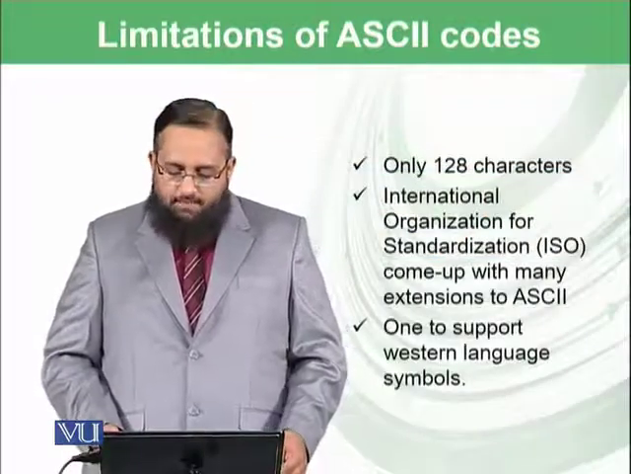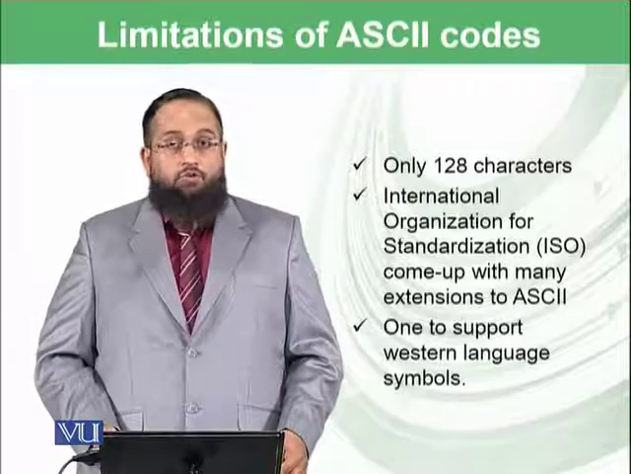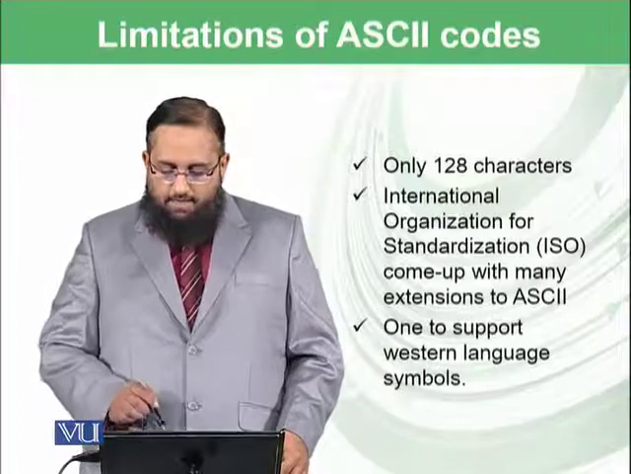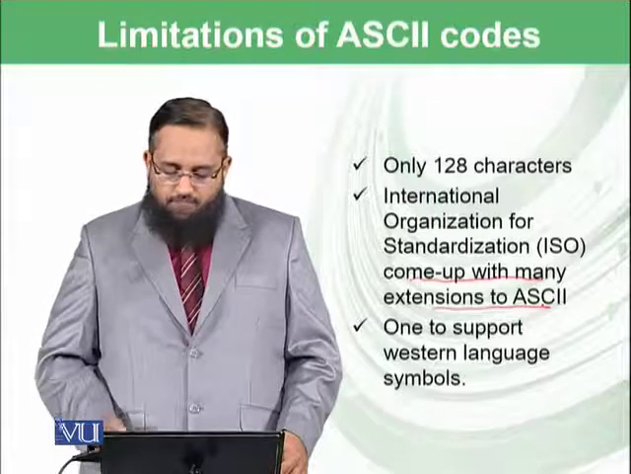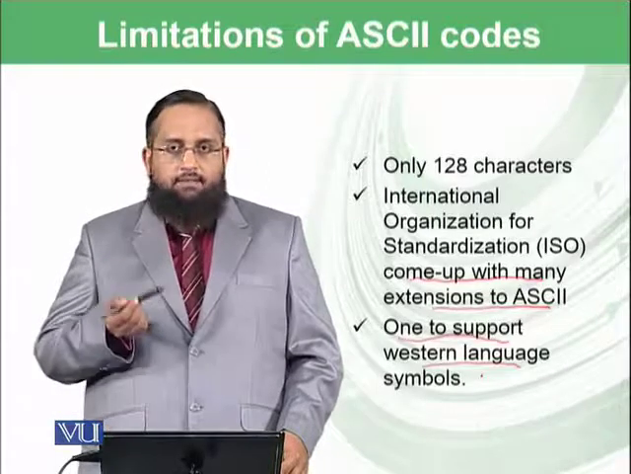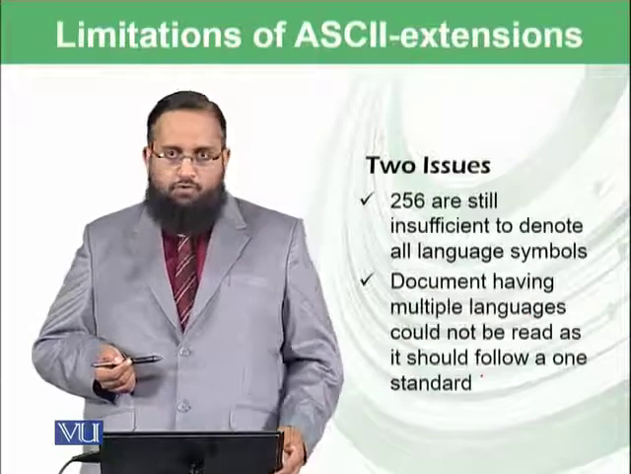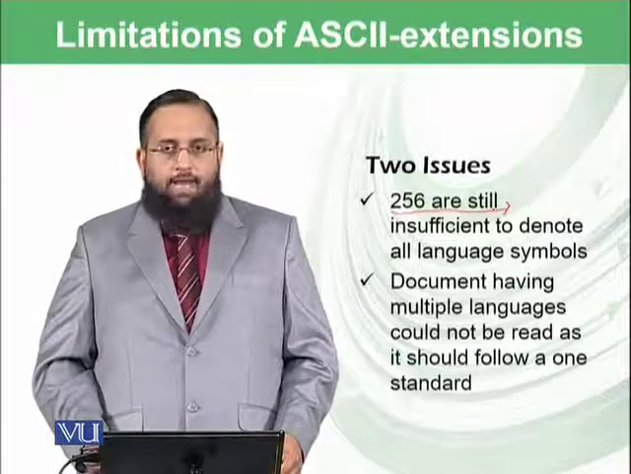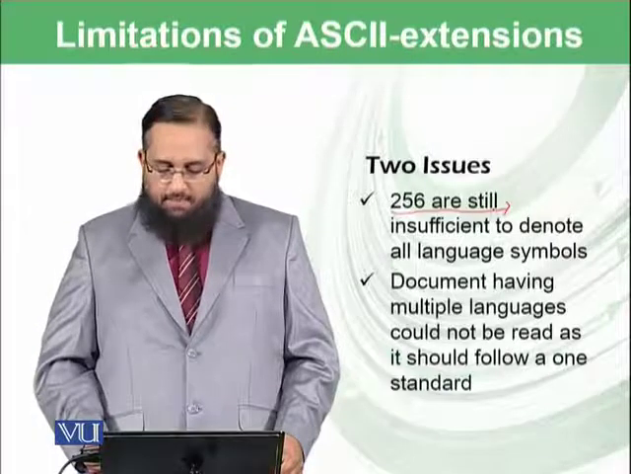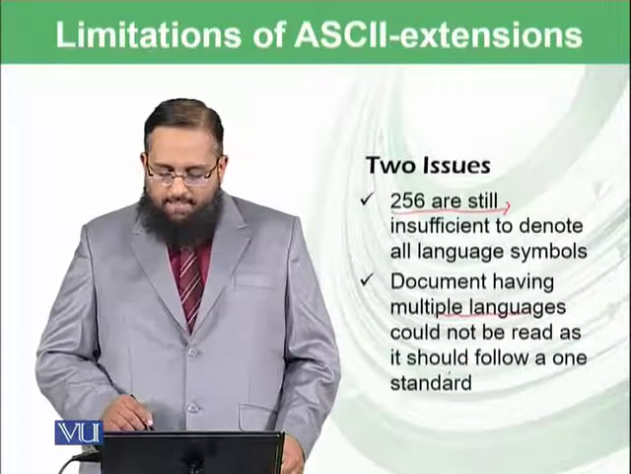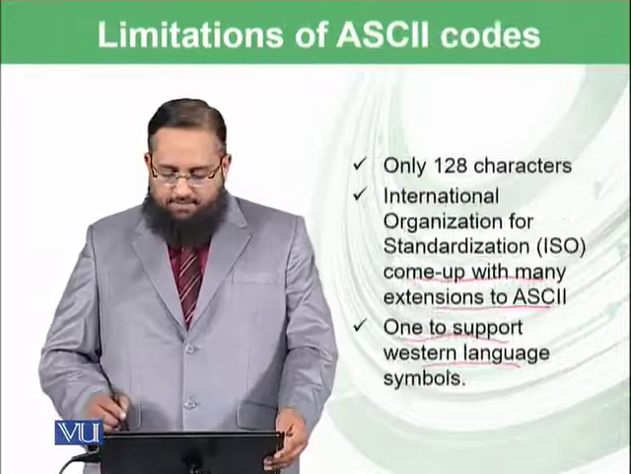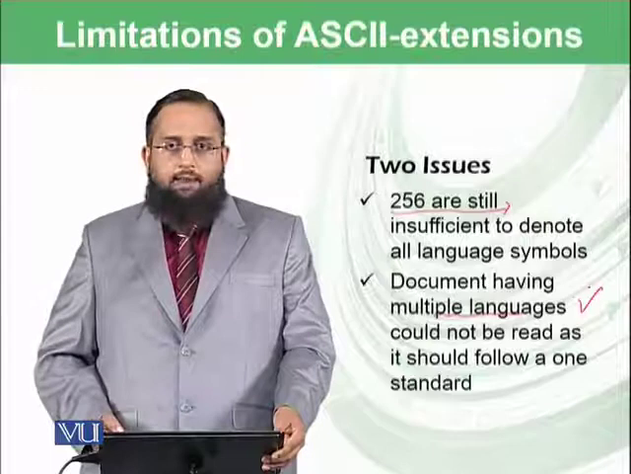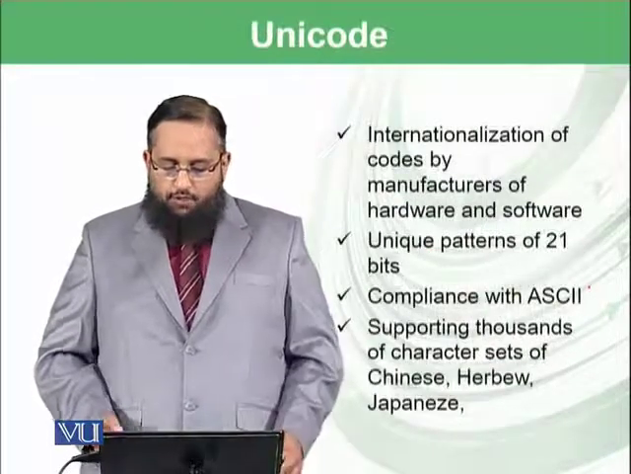ASCII codes had some limitations as well. There are not just 128 characters in the world. In the world there are many more characters available. So the International Organization for Standardization, also called ISO, came up with many extensions to ASCII codes, one to support one Western language and another to support another language, but it also had issues. For example, even if we take 256 codes, these are still insufficient to denote all language symbols. In the world there are many symbols available, and a document having multiple languages could not be read, as it should follow one standard. ISO had defined different patterns for different Western symbols, so if one document has multiple patterns, then that document cannot be read.